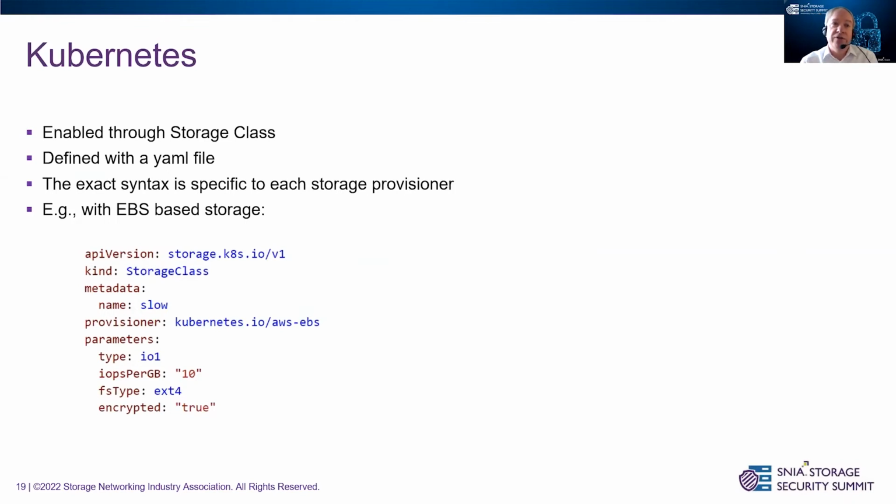In a Kubernetes environment, encryption at rest is enabled through a storage class. These are defined with a YAML file, and the exact syntax is specific to each storage provisioner. The example shown here is for EBS-based storage.